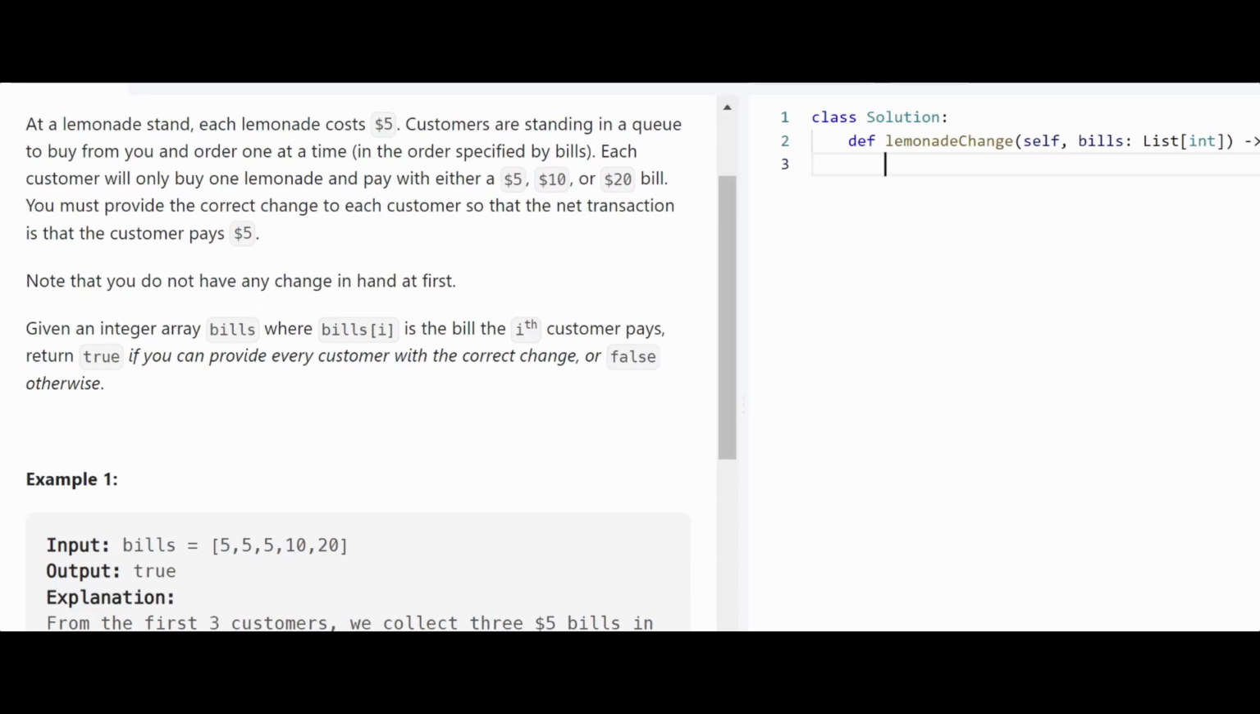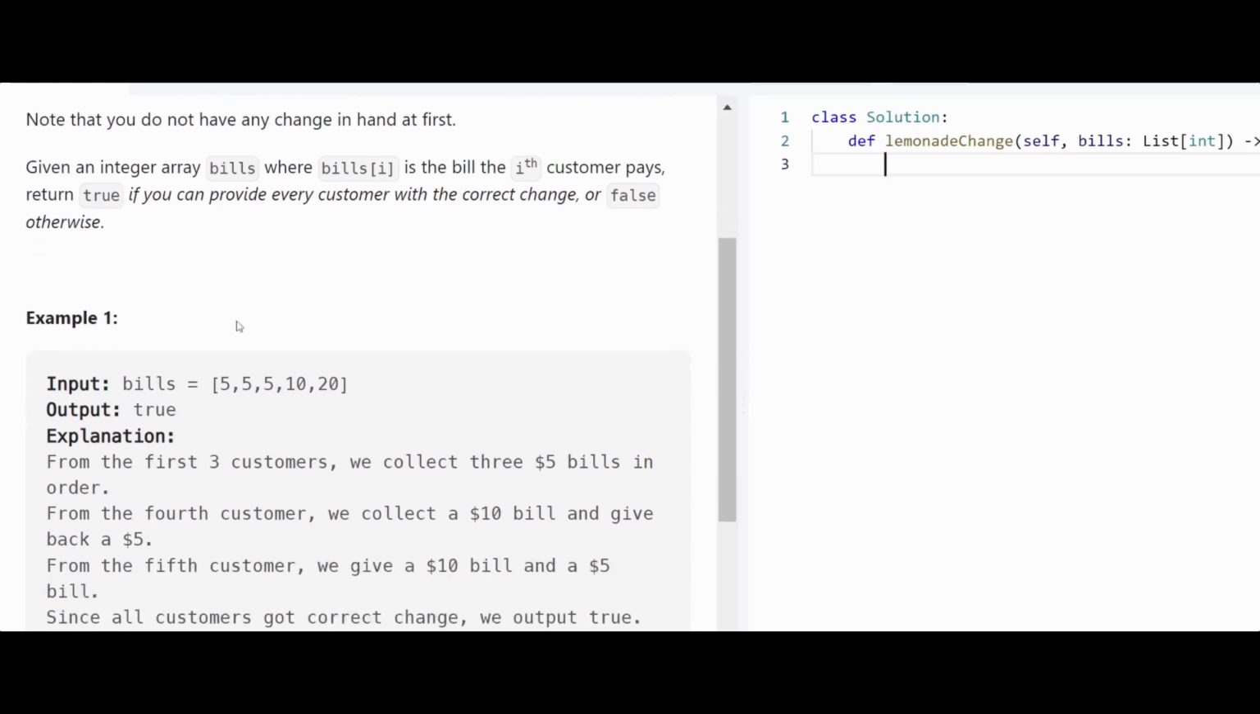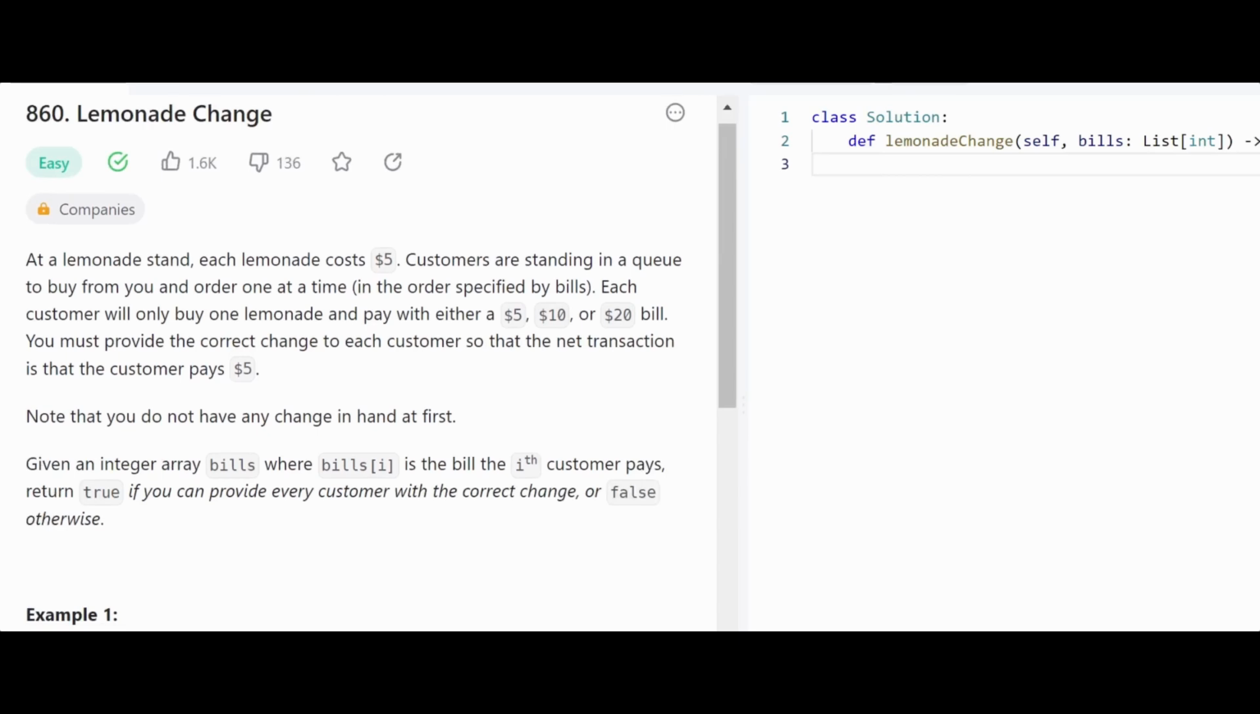Note that you do not have any change at hand first. Given an integer array bills, where bills[i] is the bill the ith customer pays, return true if you can provide every customer with the correct change, or false otherwise. Okay, so the question is pretty straightforward.